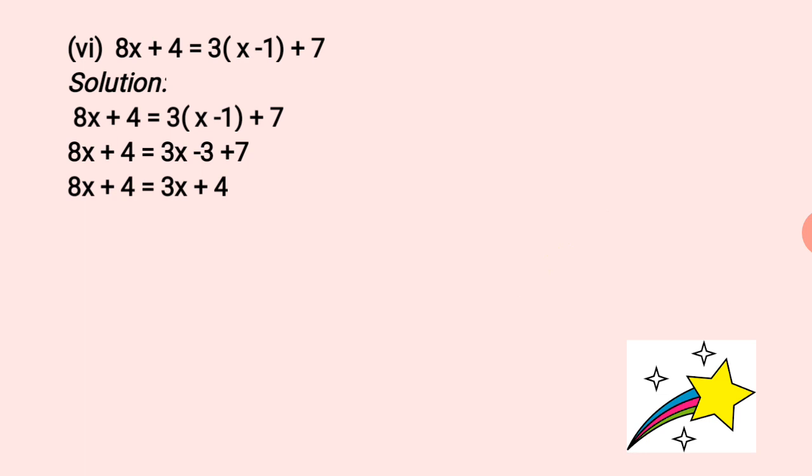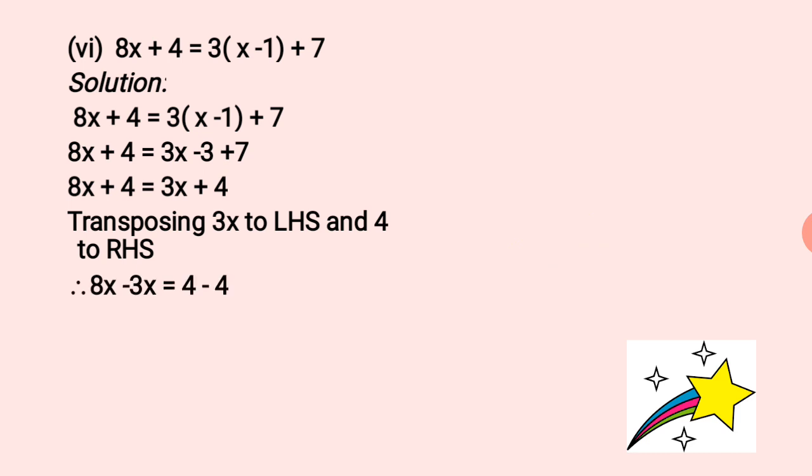Next step is transposing the numbers on the proper sides. So 3x will be transposed to left side and plus 4 will be transposed to right hand side. So this is what you get. It is 8x minus 3x equal to 4 minus 4. And you get 5x equal to 0 after solving it. So x can be told to be equal to 0. It can be the value of x also.